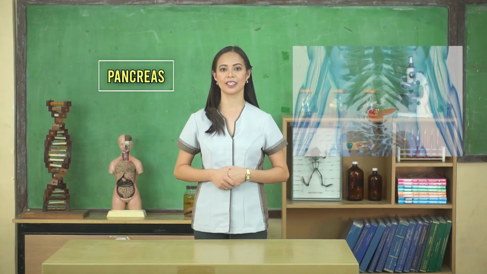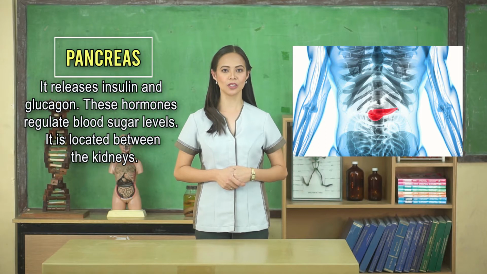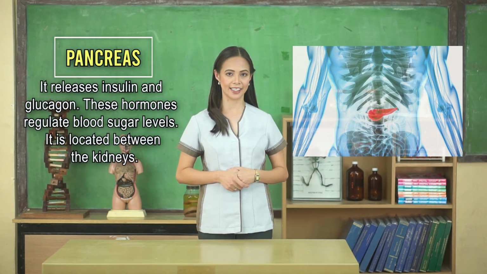Another gland included in the endocrine system is the pancreas, that releases insulin and glucagon. These hormones regulate blood sugar levels. It is located between the kidneys.